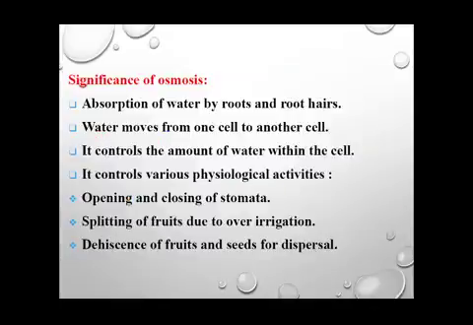Now the significance of osmosis. First of all, the absorption of water by the roots and root hairs in plants happens due to osmosis. Then movement of water from one cell to another cell. Then it also controls the amount of water within the cell. So these three significances are there for osmosis.